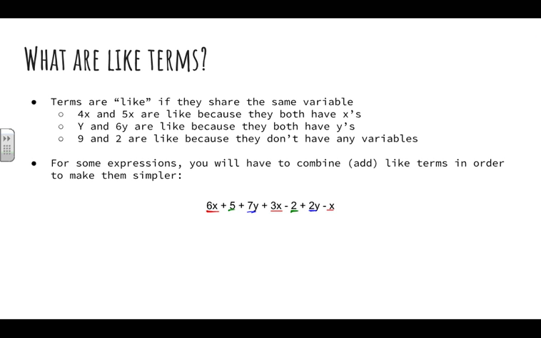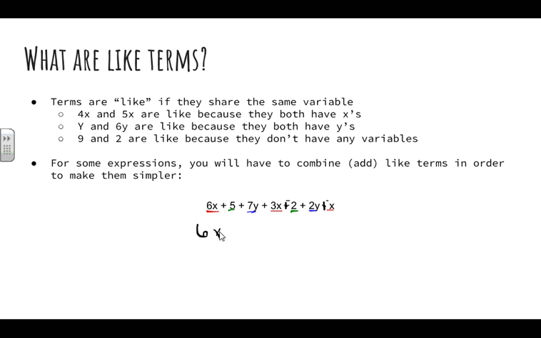Now that I've identified all my like terms accurately, since this is more or less all addition, we can actually change it to addition if we change this to plus negative 2, and we change this to plus negative y. Now it's all addition. So now we can use the commutative property, and we can rearrange and put all our like terms together. So I'm just going to rewrite this.